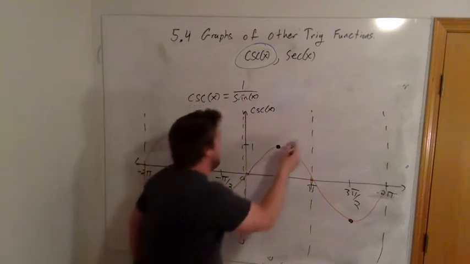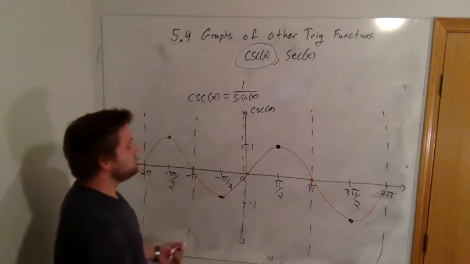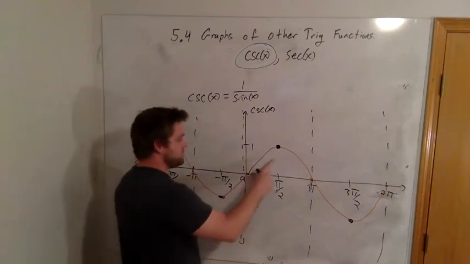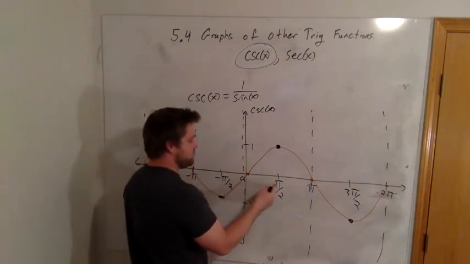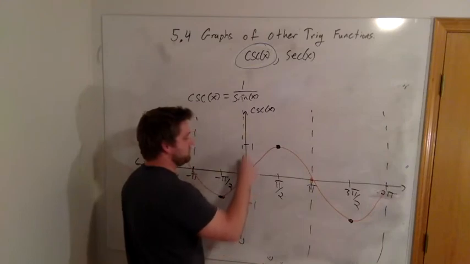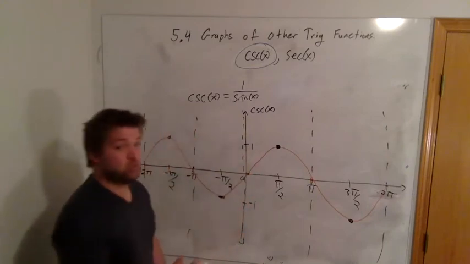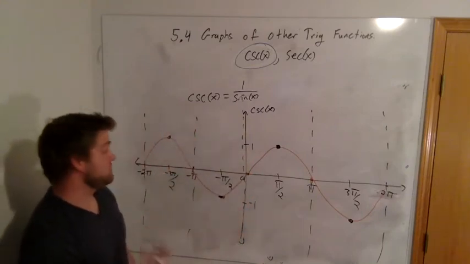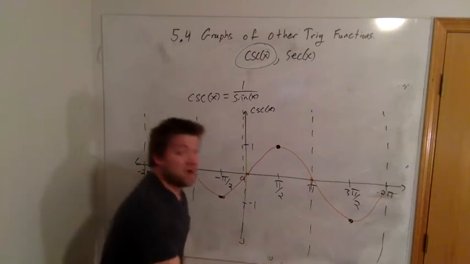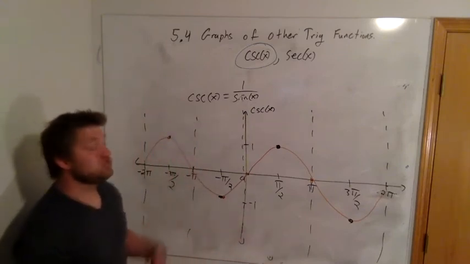So you might think that it has to do this. You would be right. But let's think about why. Well, notice when I'm in this region between 0 and pi over 2, all my outputs are between 0 and 1. What happens when you do 1 over a number between 0 and 1? What happens when you do 1 over a fraction? Those should be getting bigger.